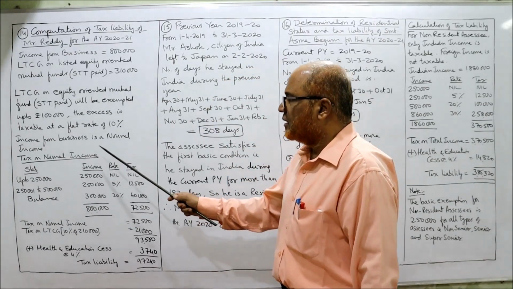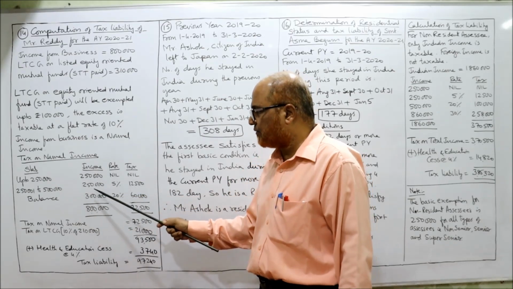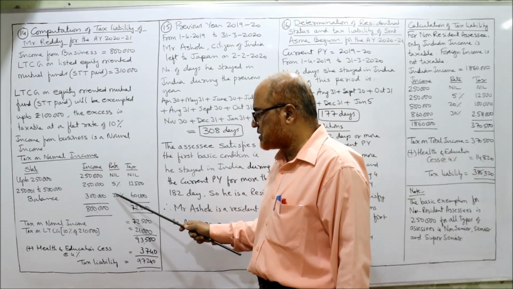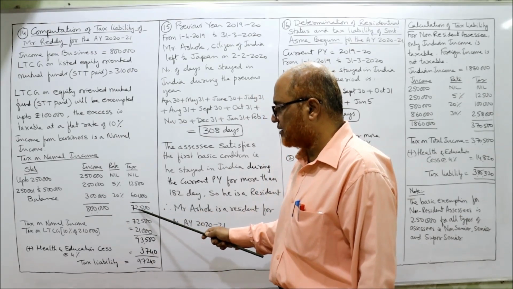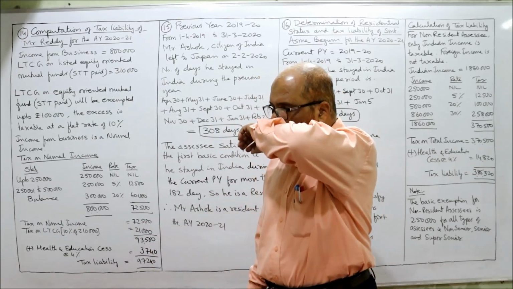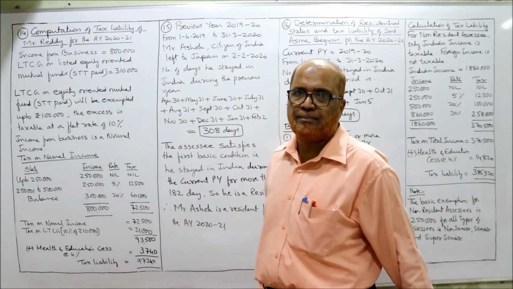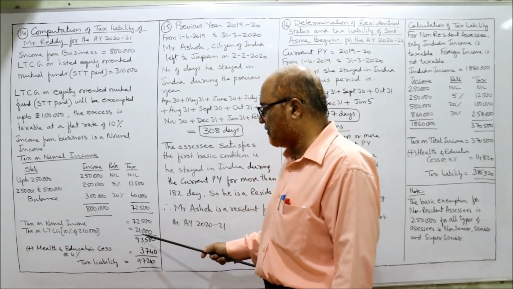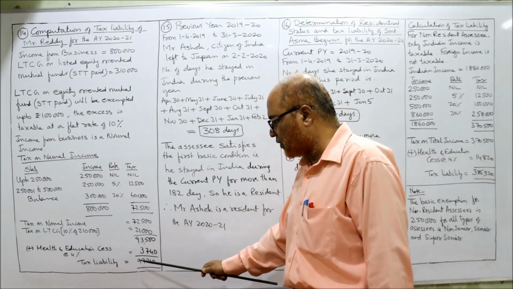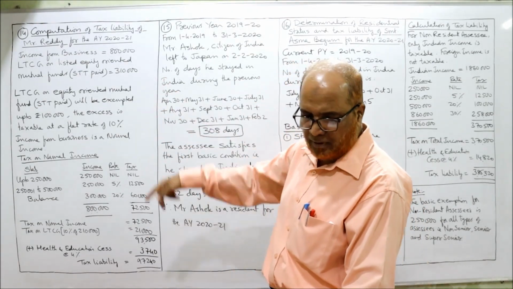So again I repeat. Tax on normal income: normal income is 8 lakh rupees, up to 2,50,000 nil. Second 2,50,000 at 5%, 12,500. Now the balance 3 lakh at 20%, 60,000. 60,000 plus 12,500 is 72,500. Tax on normal income is 72,500. Tax on LTCG is 10% of 2,10,000. Out of 3,10,000, 1 lakh rupees is exempted. The remaining 2,10,000 at 10% is 21,000. Total 93,500. On 93,500, 4%, 3,740. 97,240 is the tax liability. That's it. This is the end of problem number 14.